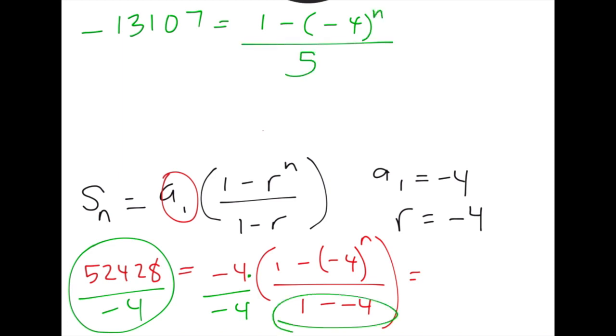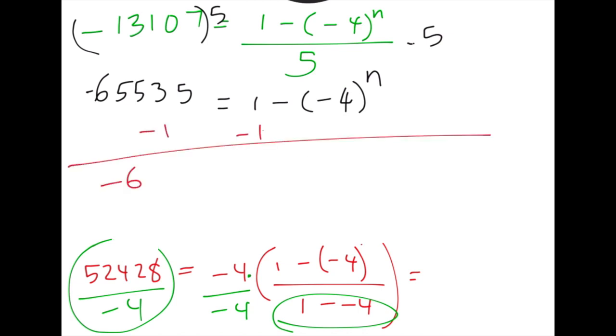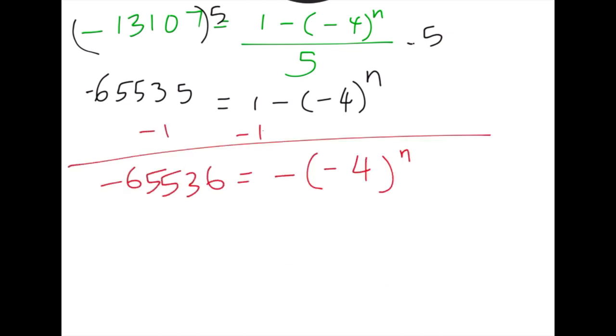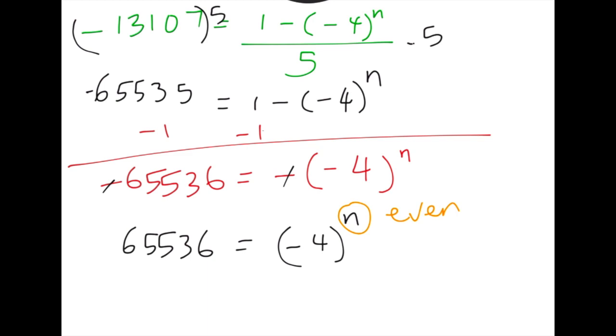Okay, then I multiply by 5 on both sides. I get 65535 negative, of course, which is going to be equal to 1 minus -4 to the n power. We are almost there. Subtract 1. What can I do next? Actually, cancel these two negatives. I can tell n is going to be even, by the way, right? Because the final answer here is positive.